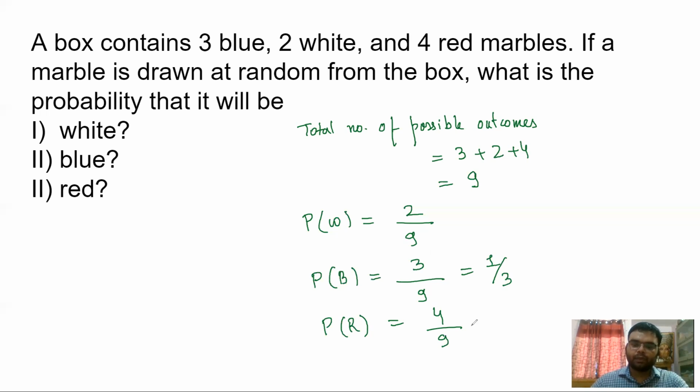So you can see from these two questions how the experimental probability and the theoretical probability are different.